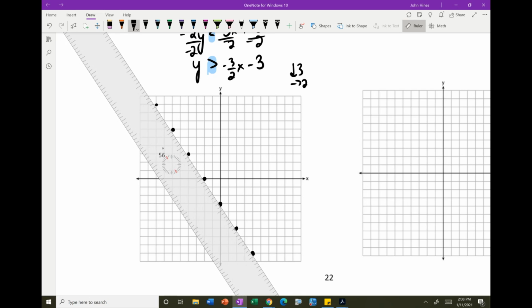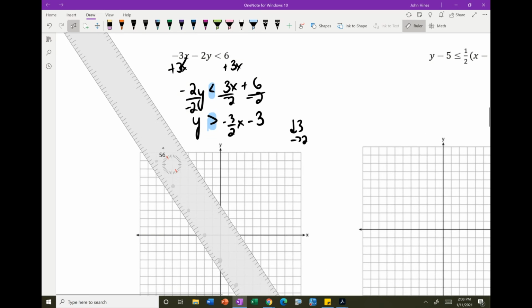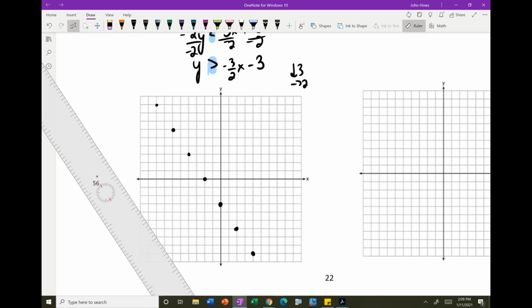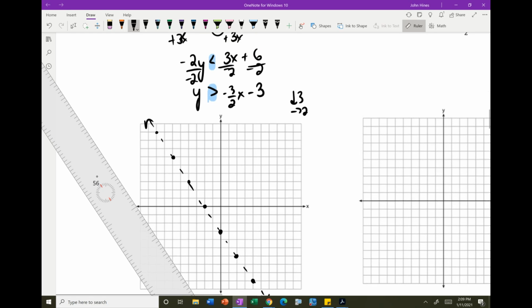Before I draw in that line, I'm going to ask myself, should I be drawing in that line? And the answer is no. There's no equal to, so I actually cannot draw in that line there. These points are not solutions. That boundary line is like an electric fence. I can't touch this one. That's why it's dotted there. I can't actually sit on that line.